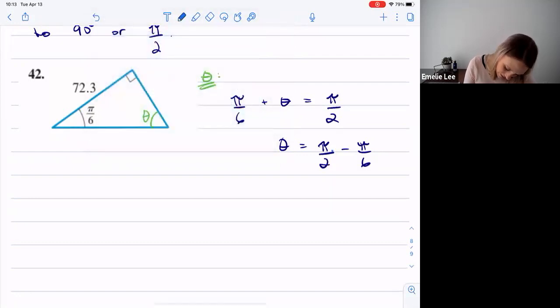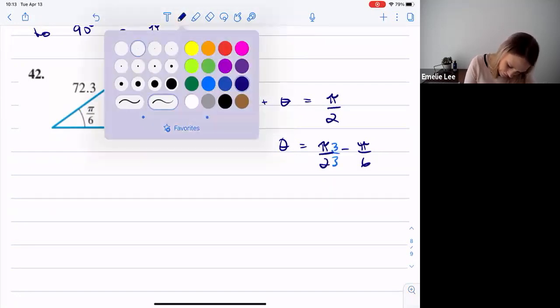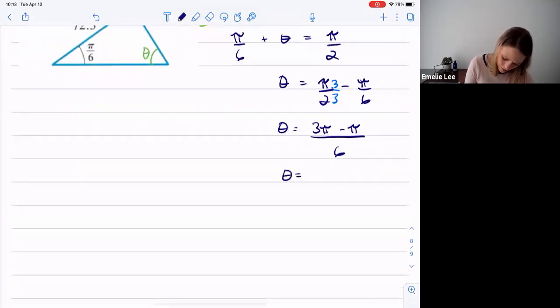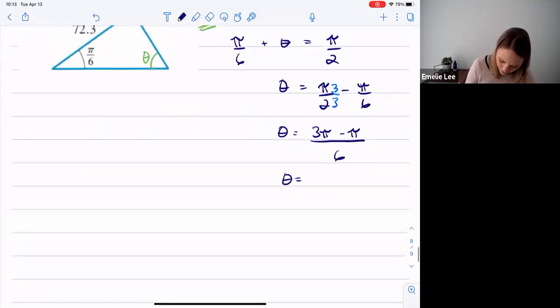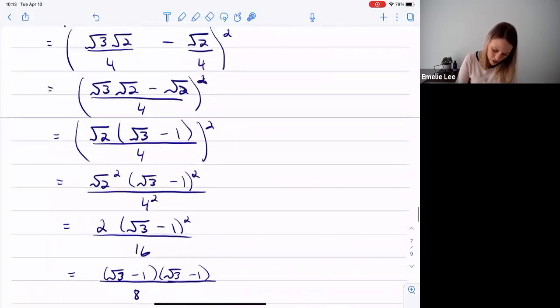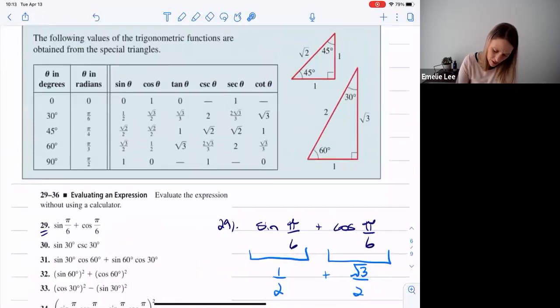So this becomes times 3 over 3. So theta becomes 3 pi minus pi over 6. So theta must be 3 pi minus pi is 2 pi over 6, or pi over 3, right? You can do it this way, right? Or if you remember that pi over 6 is one of those special triangles, right? Pi over 6 is 30 degrees.